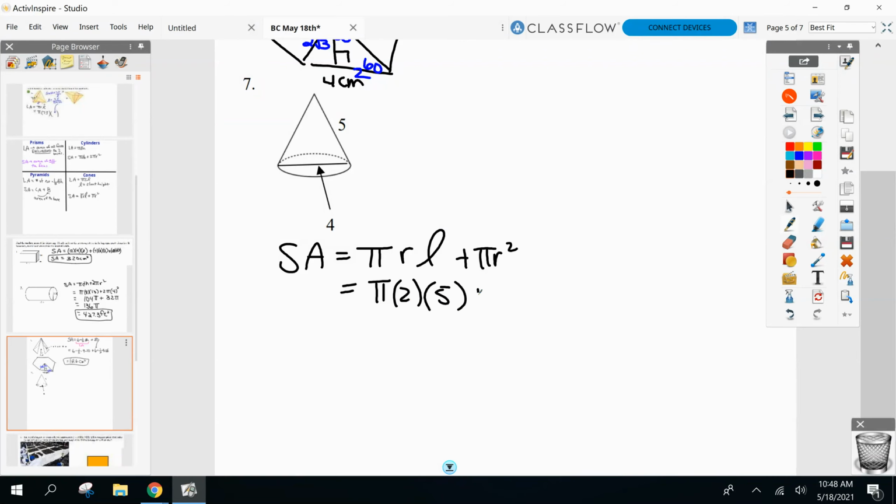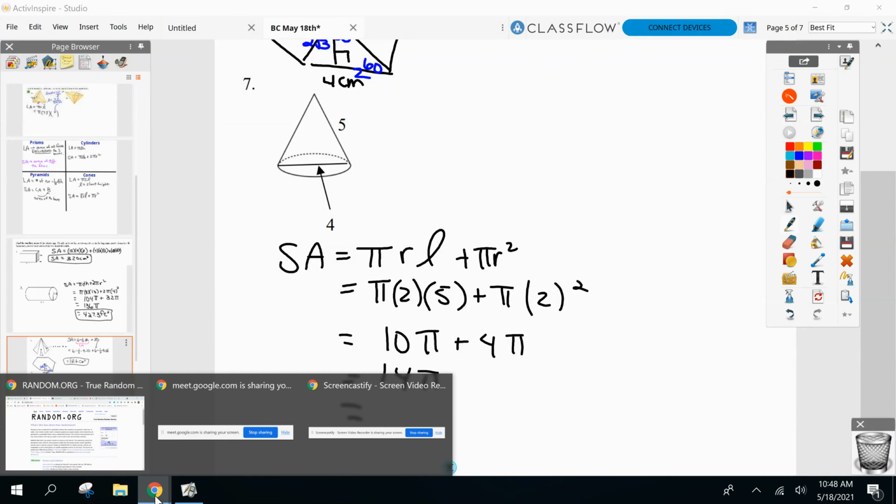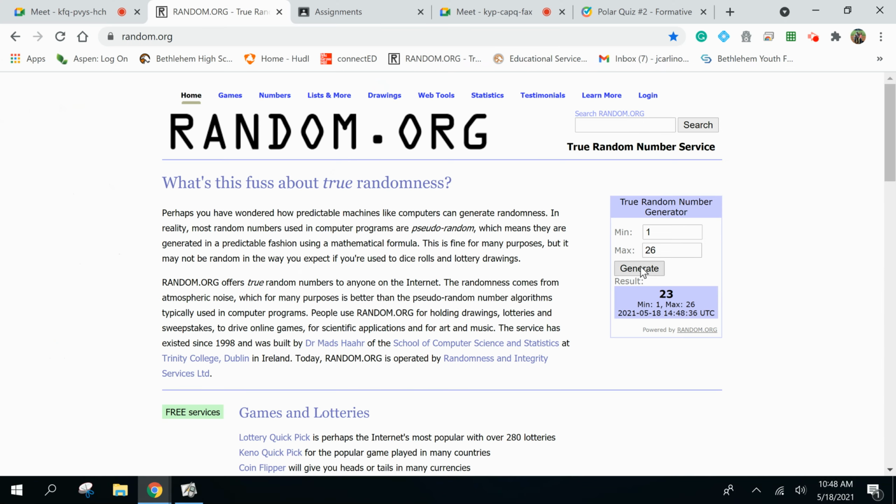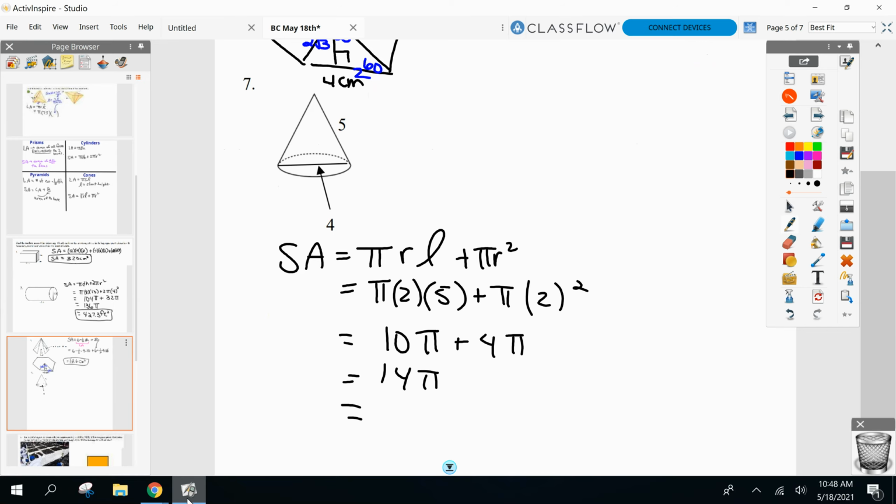5. 5 plus pi times the radius, 2, squared. Good work. So I get 10 pi plus 4 pi. If I had asked for it in terms of pi, I'd be looking at 14 pi, but I'm looking for the nearest tenth here. Luke, when you're ready, nearest tenth. 44.0. There you go. A little double rounding there. That 8 rounded the 9 to a 0. 44.0, and there's no units, so we'll just leave it like that.